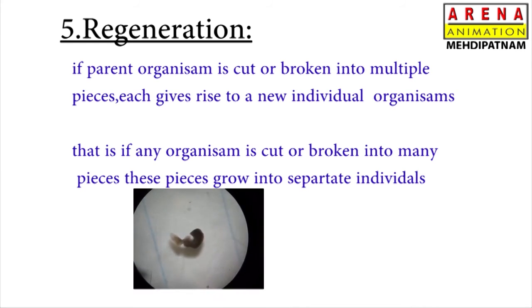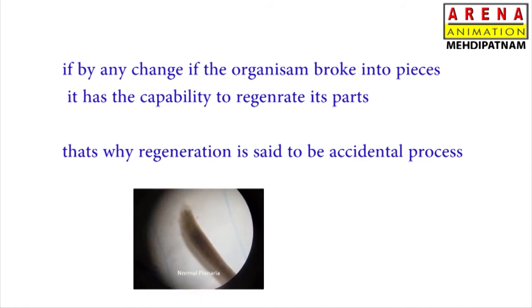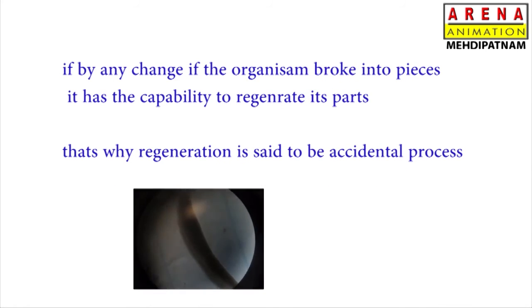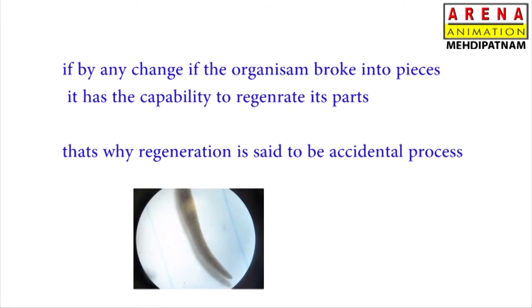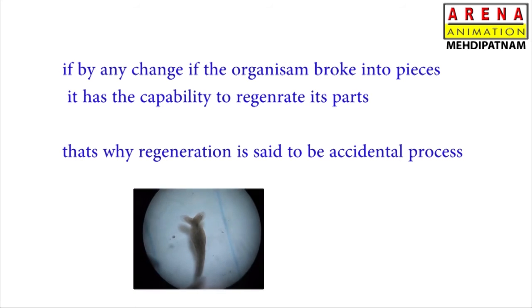But in the case of regeneration, the organism doesn't break itself. If by any chance the organism breaks into pieces, it has the capability to regenerate its parts. That's why regeneration is said to be an accidental process. Examples are flatworms and planaria. If somebody cuts a planaria into two pieces, these parts gradually grow the other parts.